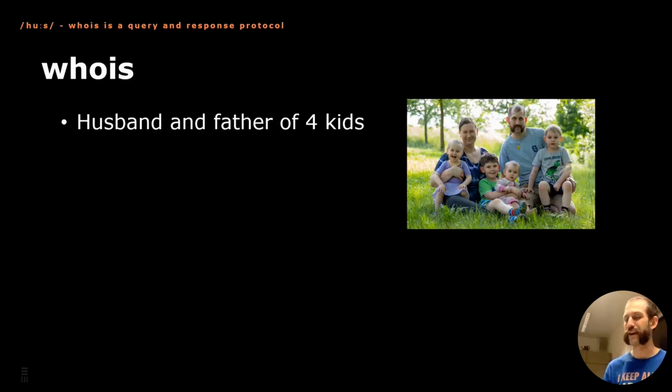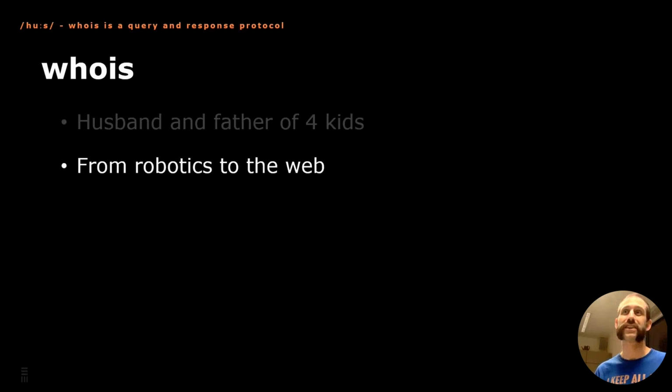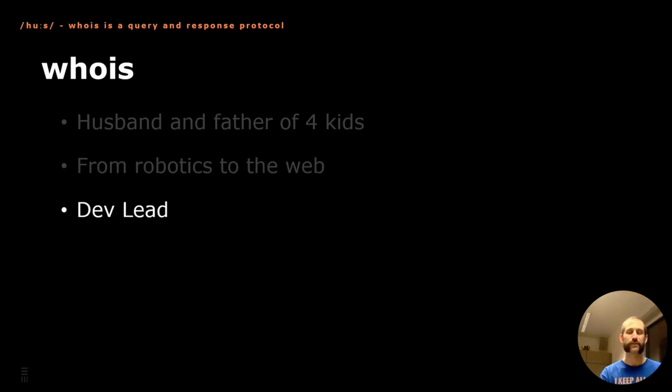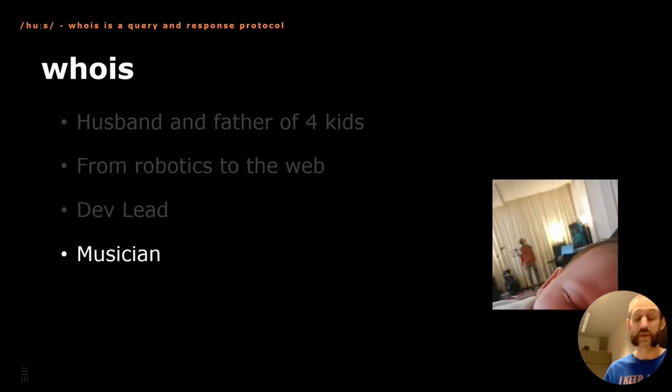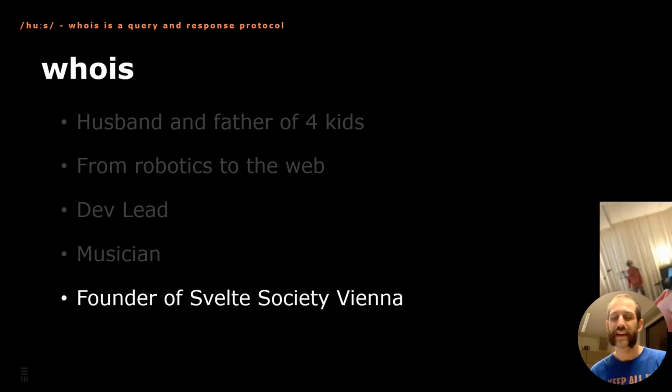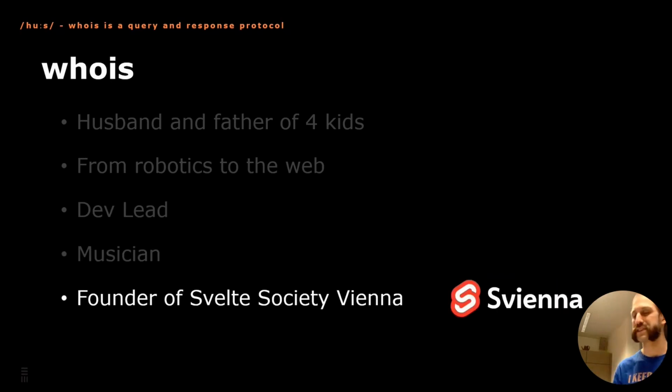I'm a husband, father of 4 kids. We recently had our 30-year anniversary. I initially learned robotics, then joined the dark side of development, web development. I'm currently a dev lead at Emakina, an EPA company. I'm a musician. I have 1 studio single because it's really expensive to create quality music. And I'm also one of the founders of Svelte Society Vienna.